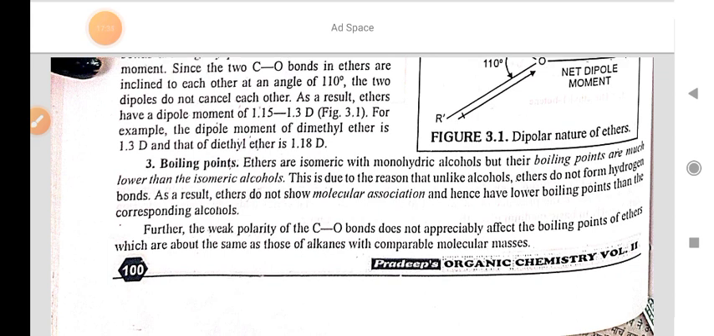Boiling points. Ethers are isomeric with the monohydric alcohols, but their boiling points are much lower than the isomeric alcohols. This is due to the reason that, unlike alcohols, ethers do not form hydrogen bonds. As a result, ethers do not show molecular association and hence have lower boiling points than the corresponding alcohols. Further, the weak polarity of the carbon-oxygen bonds does not appreciably affect the boiling points of ethers, which are about the same as those of alkanes with comparable molecular masses.